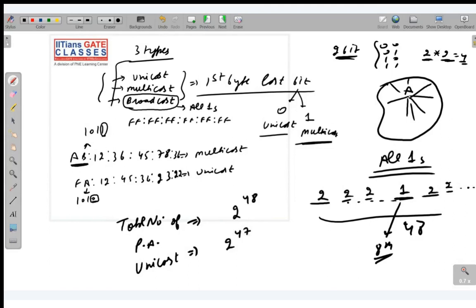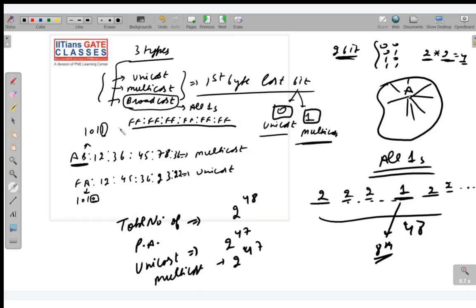Any doubt? Okay, what about my multicast? Multicast, again the same scenario, 2 power 47. So you have divided the total 2 power 48 into 2 parts, 2 power 47 each. Now you might argue, sir, where is broadcast? So broadcast is a special case of multicast only. So no need to worry about it. You just remember this thing: 0 means unicast, 1 means multicast.